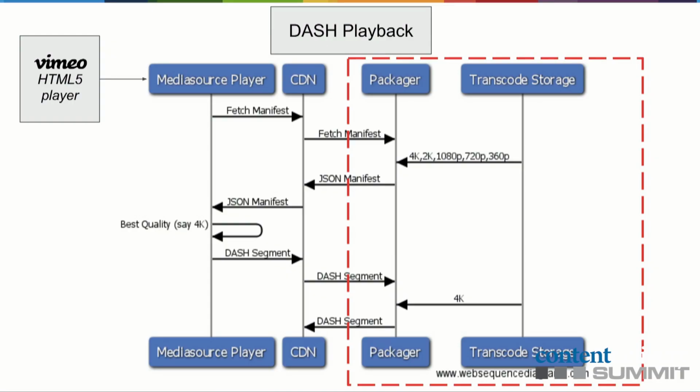So here is a summary of how the Dash playback works. You have a Vimeo player. Here is the media source player that fetches the manifest from the CDN. Assume that it's not in the CDN caches. It goes all the way to the packager, which creates the manifest and serves it back, and the player decides by then what's the highest quality to play, given the device display size, device network conditions, and so on, and picks the best Dash segment and then plays back. So anything on the right side of the CDN is obviously origin.